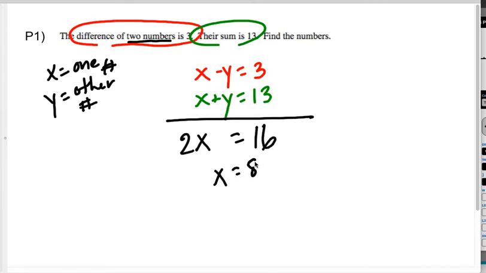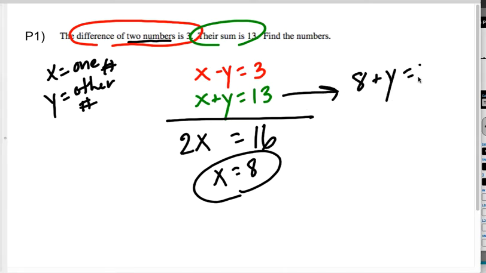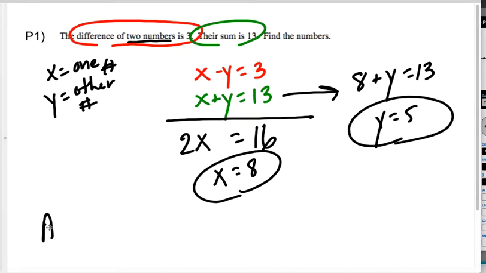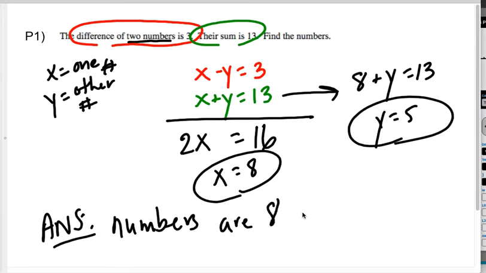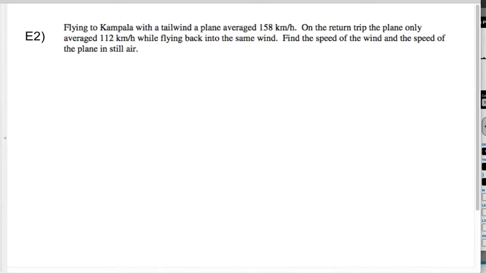X is an 8. Once I know x is 8, I'm going to pick the one with addition because I think it's easier. 8 plus y equals 13. I get y is 5. So when I answer my question, the numbers are 8 and 5. Okay? All right, moving on to the next one.